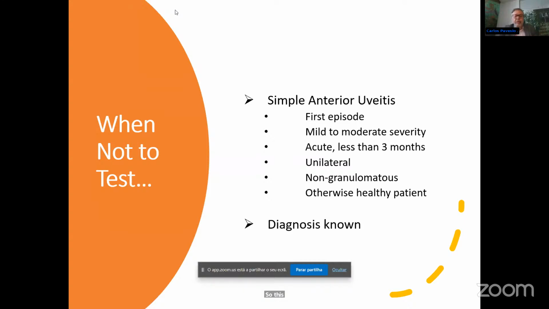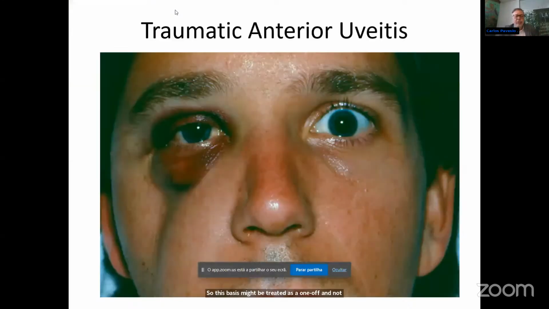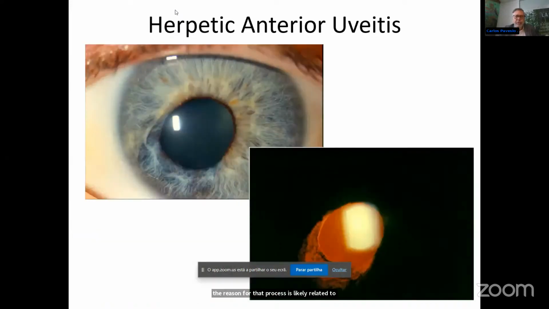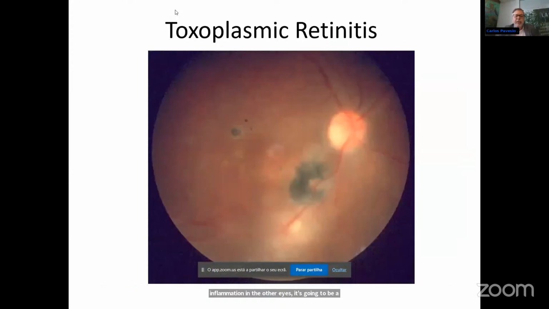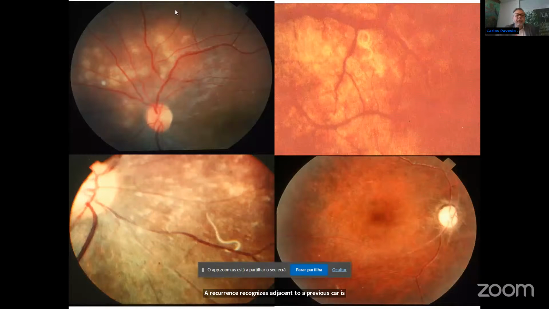But another reason why you wouldn't investigate is if you have a known diagnosis. So someone who has a traumatic picture, you know that the reason for that process is likely related to trauma, as is the case with iris atrophy and changes in pupillary shape, where you know it's herpetic in origin. Someone with trauma in one eye and developing inflammation in the other eye is going to be a sympathetic ophthalmia clinically. A recurrent retinitis adjacent to a previous scar is going to be toxoplasmic retinitis. And if you find a worm migrating at the back of the eye and generating a crop of yellowish lesions, you know that's Duzen. So the point is, you don't want to be wasting time investigating something that is clinically obvious.